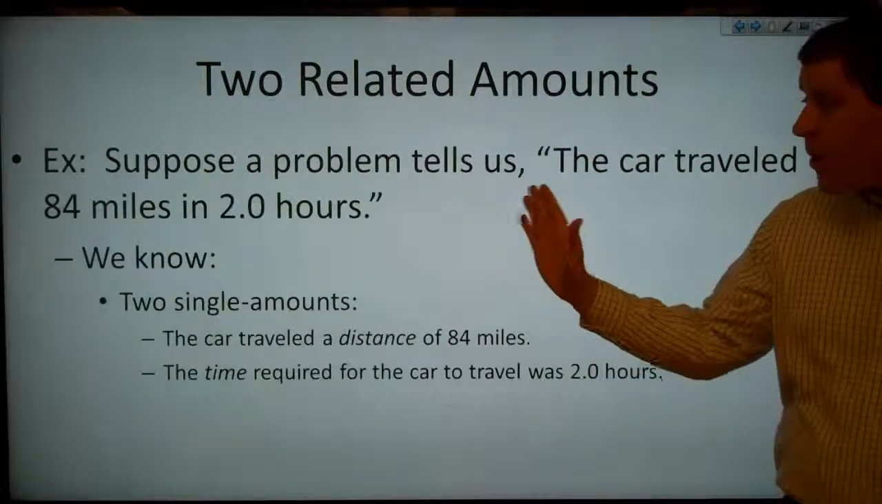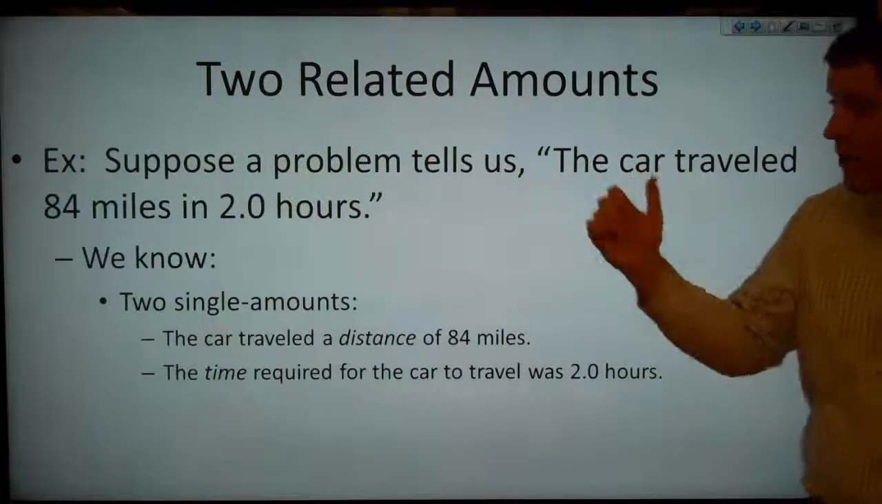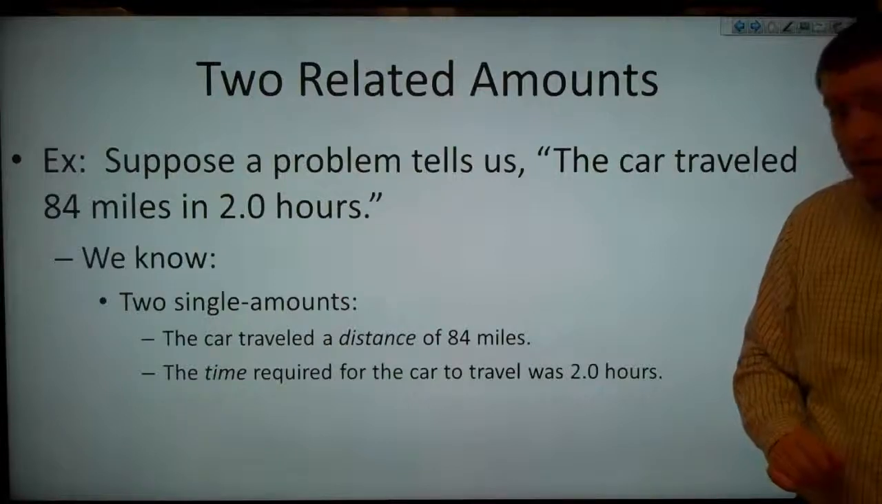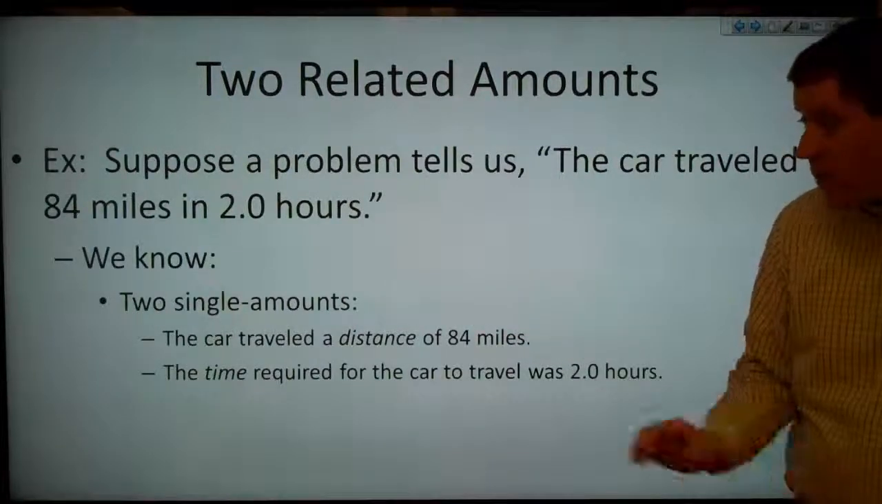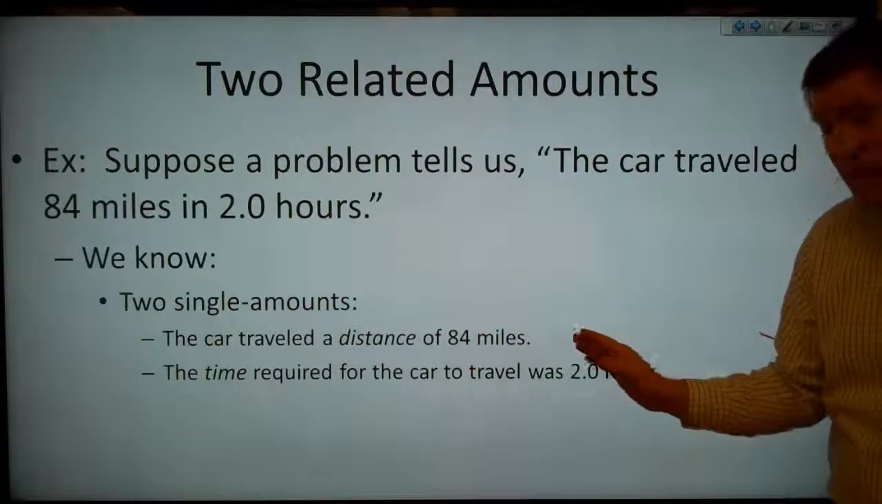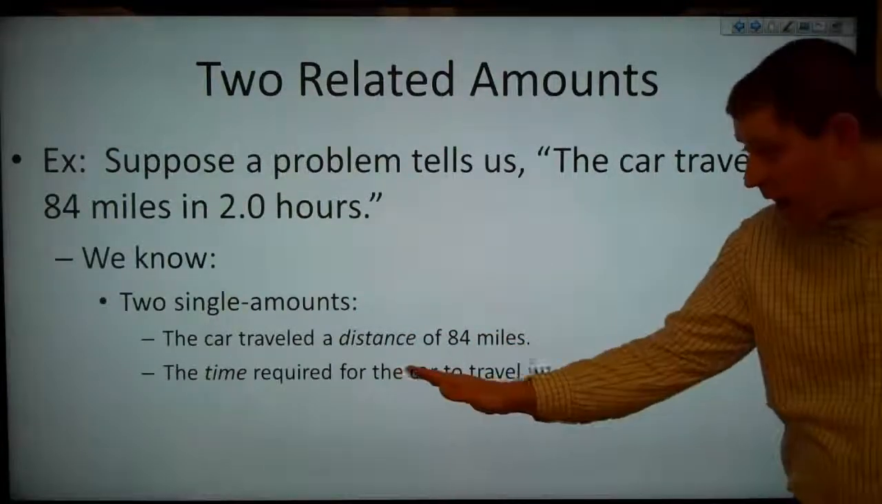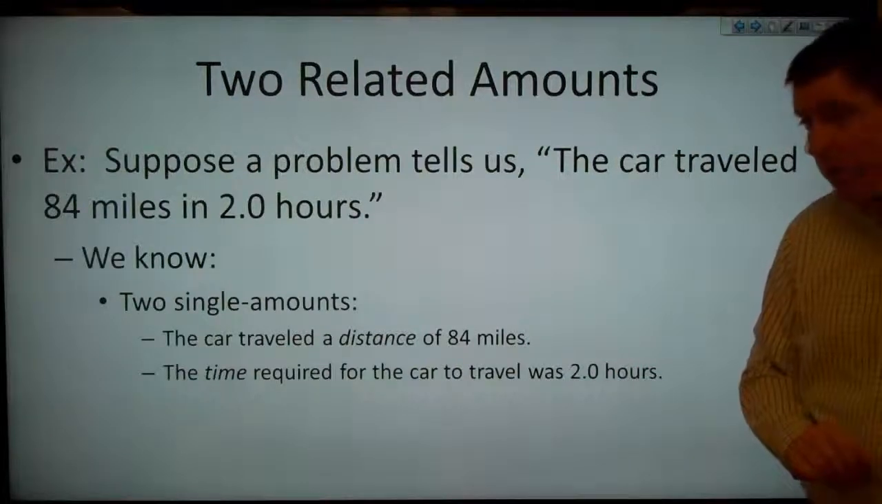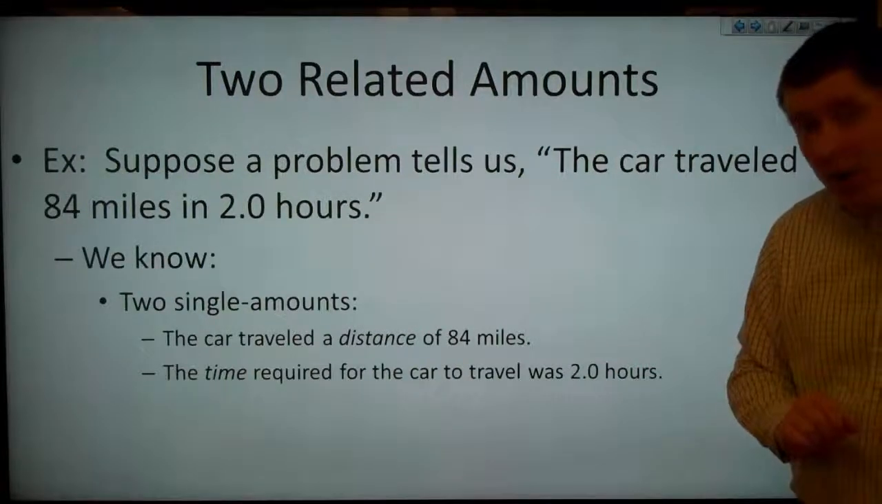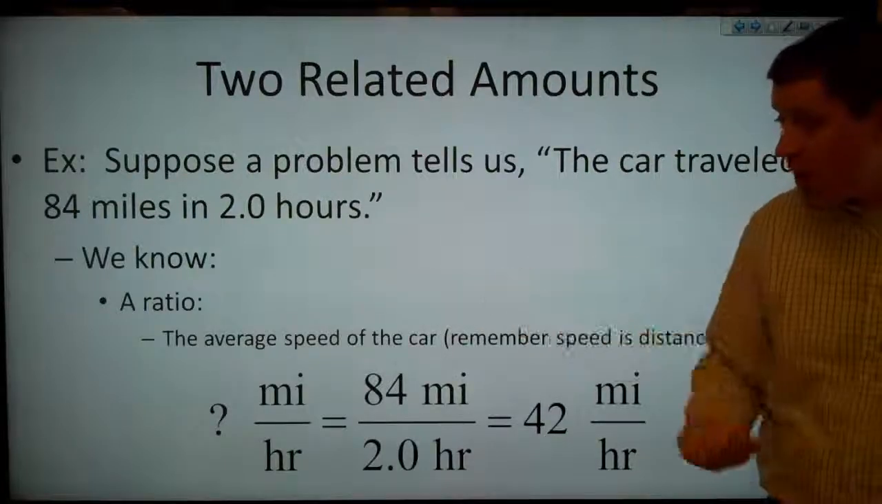For example, suppose a problem tells us the car traveled 84 miles in 2.0 hours. We know two single amounts. We know the car traveled a distance of 84 miles, but we also know the time required for the car to travel was 2.0 hours. But that's not all we know. We also know the ratio.